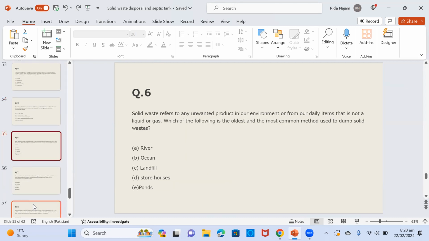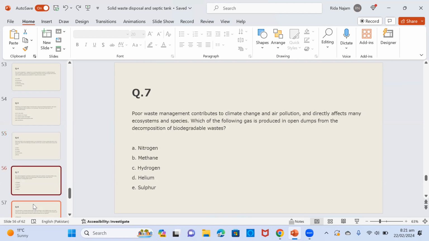Question 6. Solid waste refers to any unwanted product in our environment or from our daily items that is not liquid or gas. Which of the following is the oldest and most common method used to dump solid waste in? A. Rivers, B. Oceans, C. Landfills, D. Storehouses, or E. Ponds? C. Yes, the answer is C.